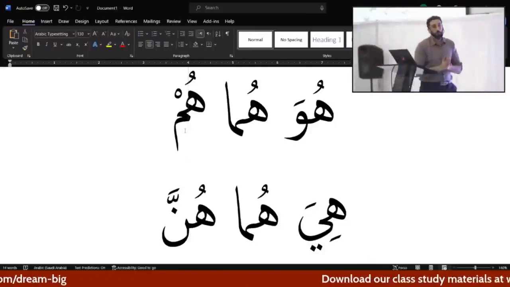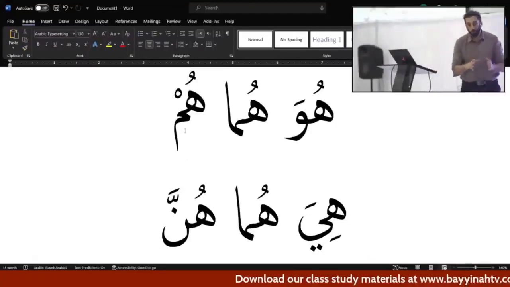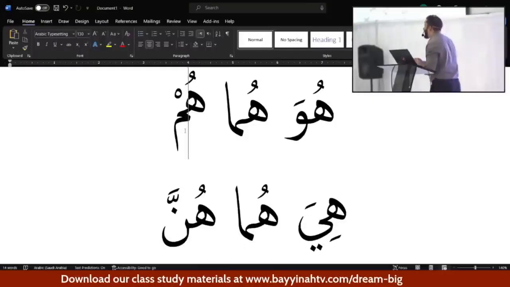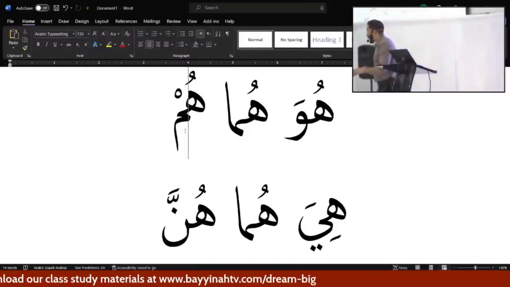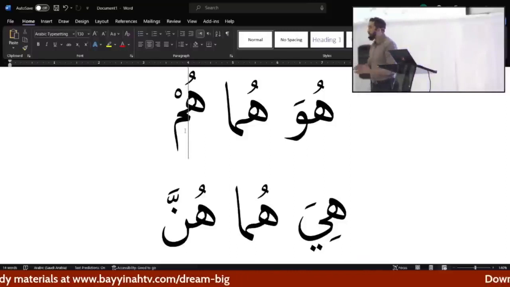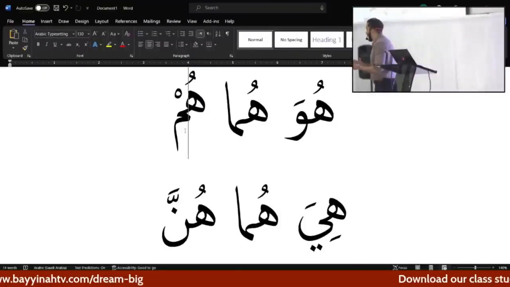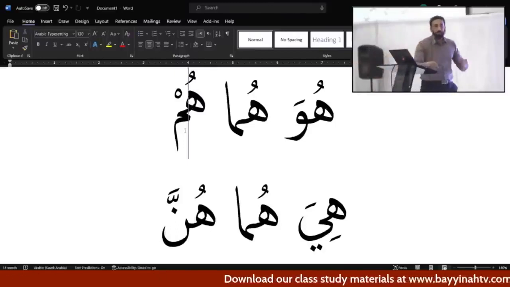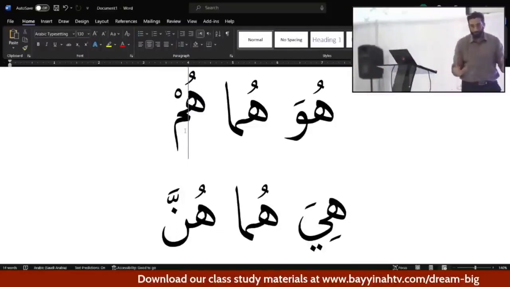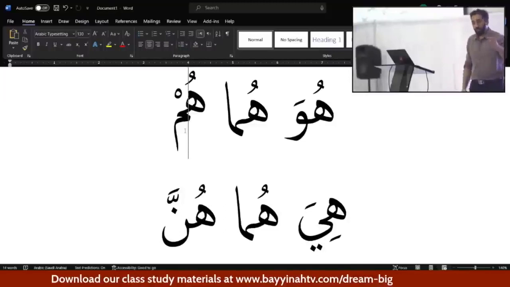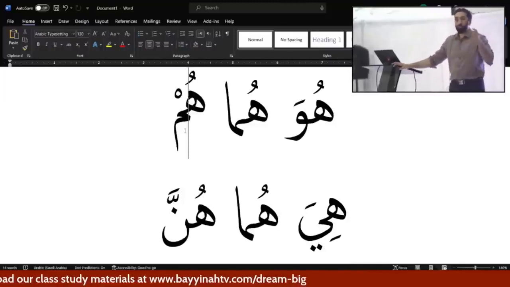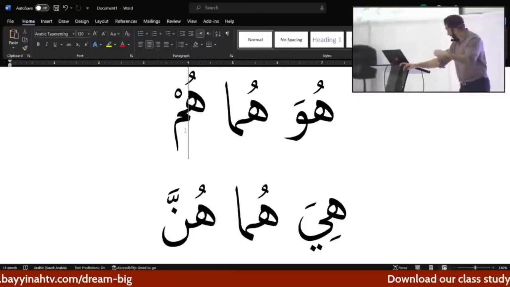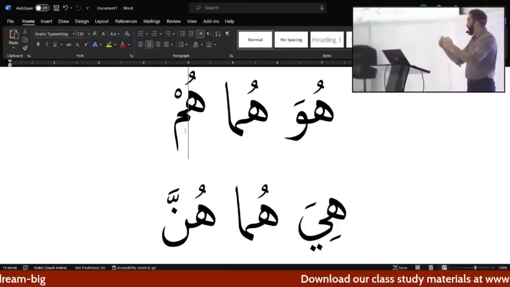All of these are called independent pronouns. I'll say that again. All of these are called what? Independent pronouns. And I have taught you that independent pronouns are always rafa'. They're always what? Rafa'. Each one of them has a cousin or two cousins. Those cousins can only be nasab or jar. The cousins can only be what? Nasab or jar. And each cousin can be either one.